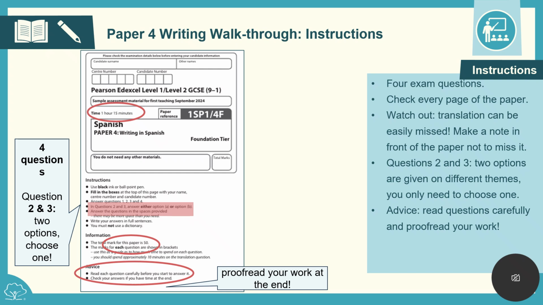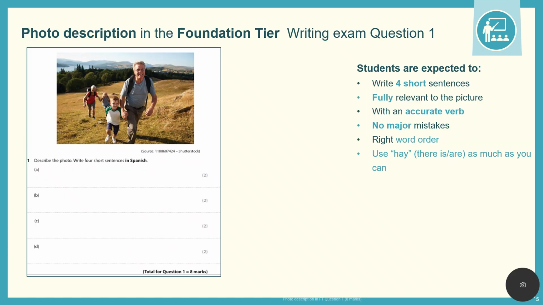You can pause this slide as well if you want to have a closer look. Okay, so this is question 1. Question 1, foundation tier. You have to describe a photo, which is a really nice question to get the first marks in your pocket very easily. You have 8 marks available, and I'm sure that everyone is able to get this. Remember, this is foundation tier only. So this question is just for the foundation paper.